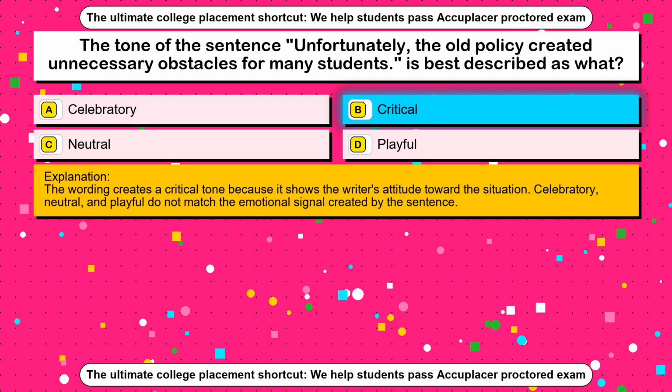The wording creates a critical tone because it shows the writer's attitude toward the situation. Celebratory, neutral, and playful do not match the emotional signal created by the sentence.